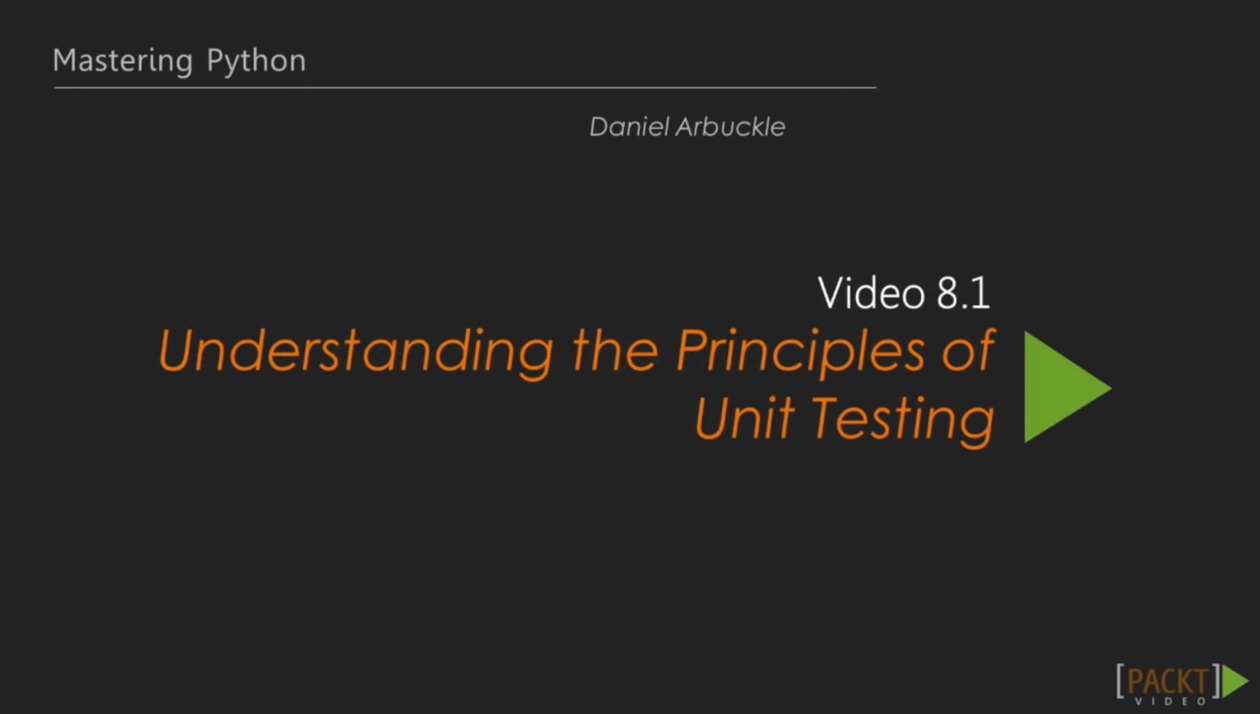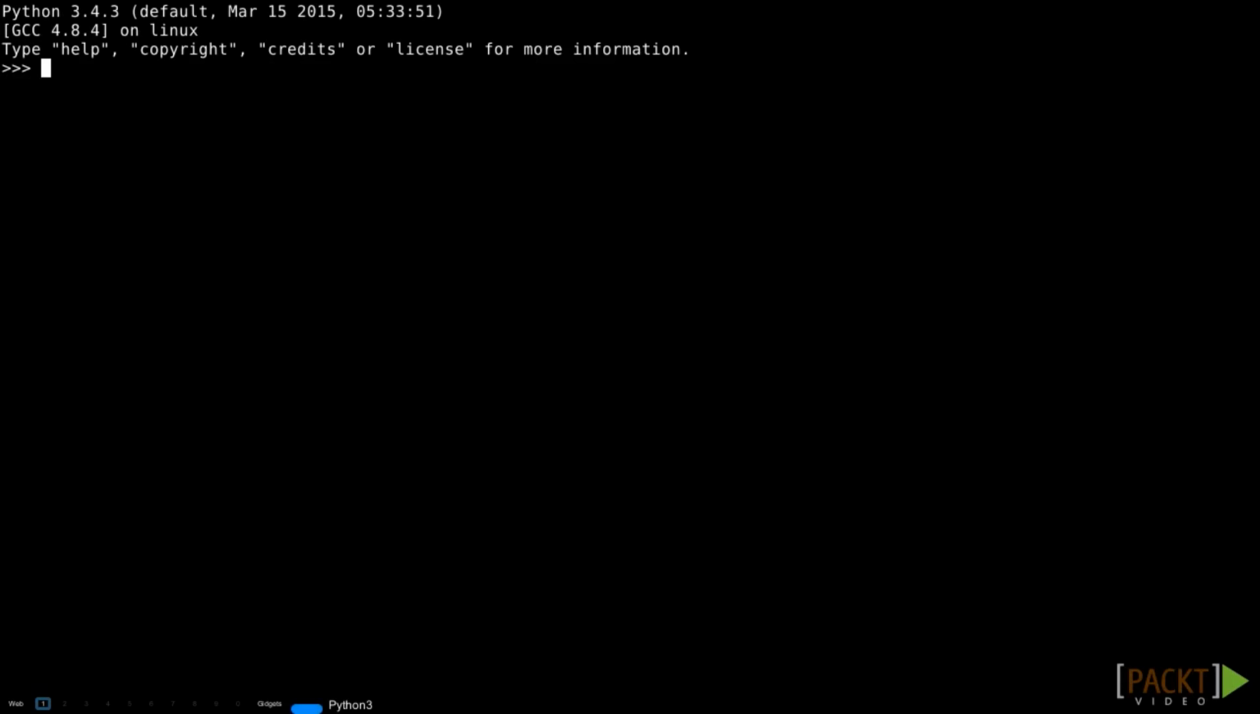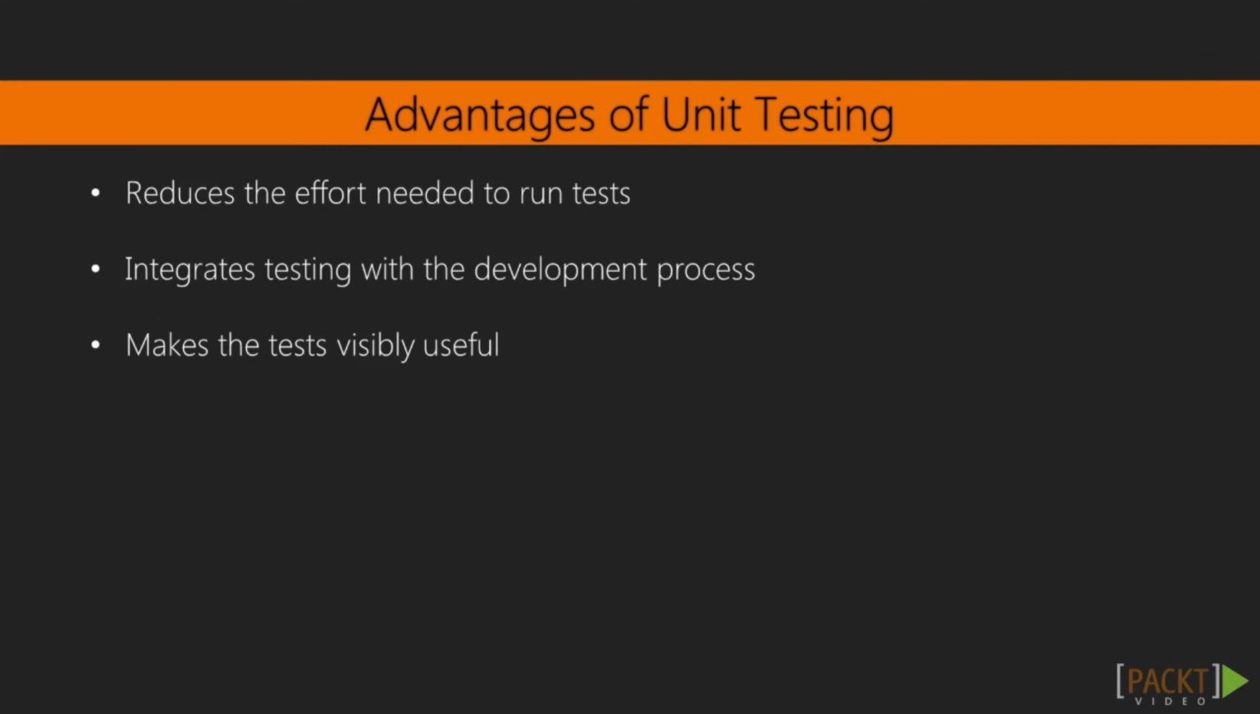8.1. Understanding the principles of unit testing. We're going to take a look at how unit testing can help us write better code in less time, the basic principles that allow that to happen, and what good tests can tell us about our code. So the first question of testing is, how can we do it in a way that doesn't feel like a painful waste of time? Finding a way to overcome that psychological barrier is the first step to creating a testing method that will actually work. For a lot of programmers, unit testing does that, by reducing the effort needed to run tests, integrating testing with the development process, and making the tests themselves visibly useful.